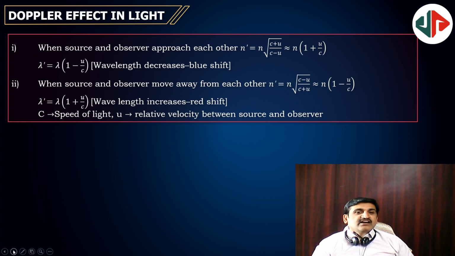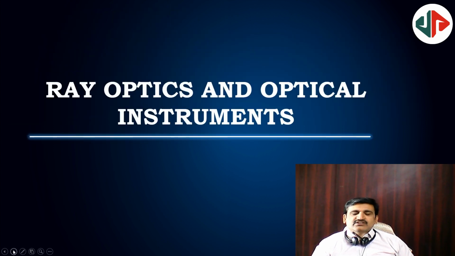When the source is going away, then wavelength increases. When the source is coming closer, then wavelength decreases. Wavelength decrease causes blue shift, wavelength increase causes red shift. Red means higher wavelength, blue means lower wavelength.